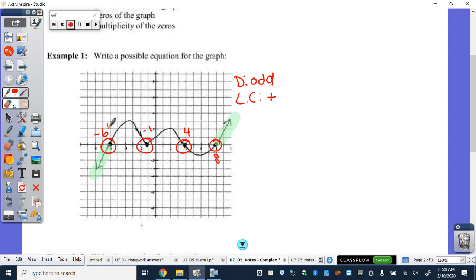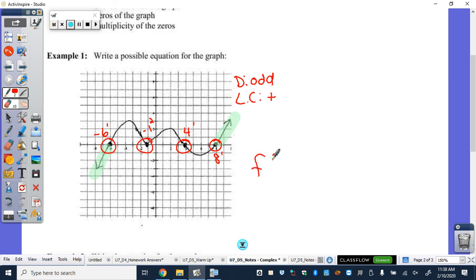How about the negative 1? What would the multiplicity there be? Even. So our lowest even would be 2. So we're going to assume that that one's going to be squared. How about for the 4? Odd, because it crosses through, and then the 8 would also be odd.